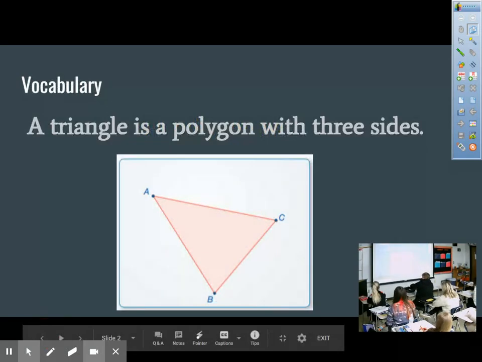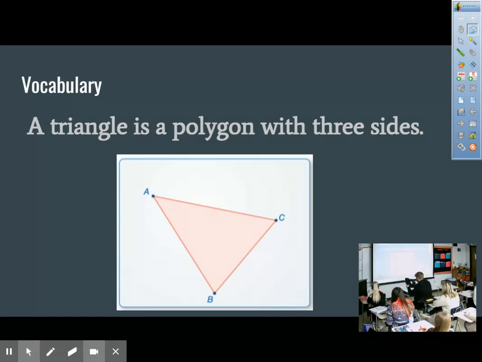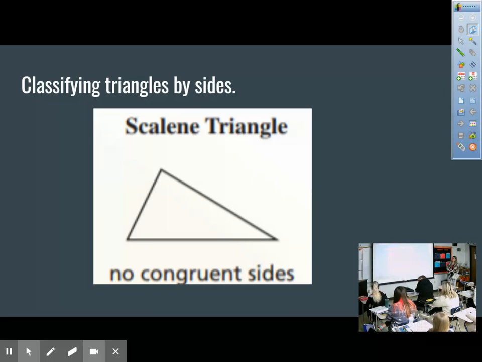All right, so first off, what exactly is a triangle? A triangle is a polygon with 3 sides. It has 3 sides and it has 3 angles. There are different types of triangles, which we're going to work through quickly because you've done this before. The first one is a scalene triangle.